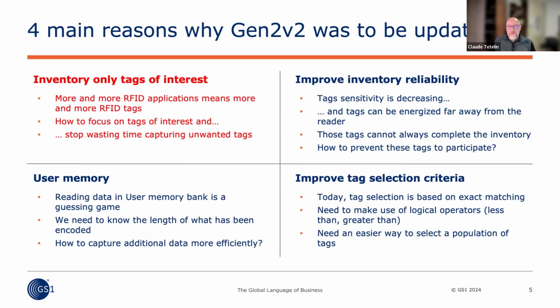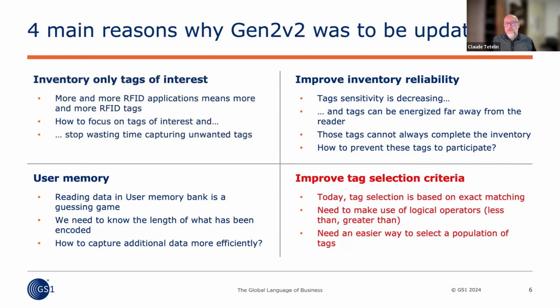And in order to focus on the tags of interest, or the tags that really belong to your application, you need to be able to efficiently filter out all these clutter or stray tags. And this will allow readers to stop wasting time, if I may say, capturing unwanted EPCs or UIIs, and this de facto will increase the inventory speed.